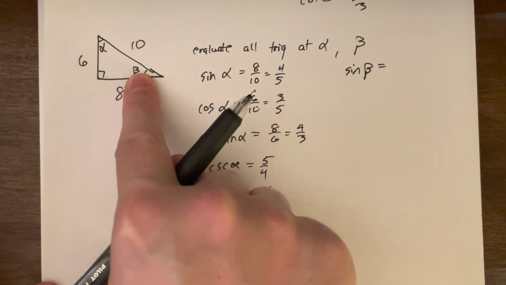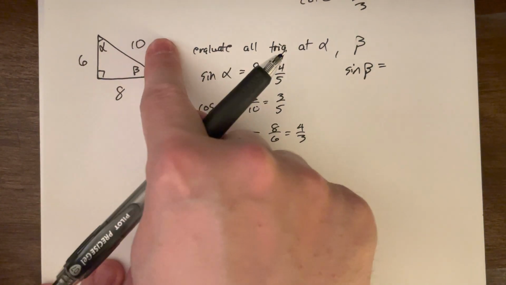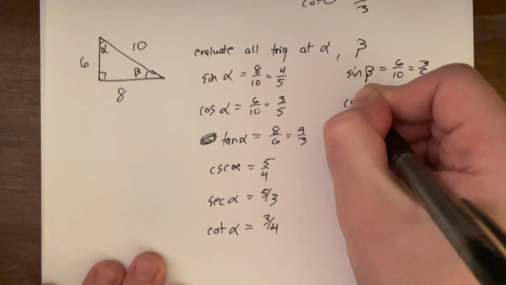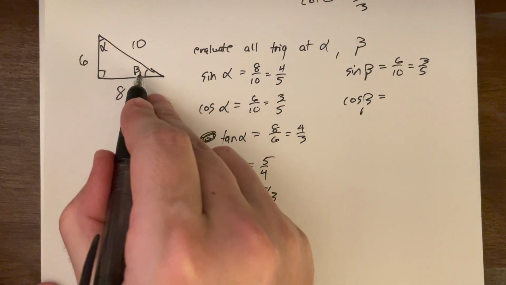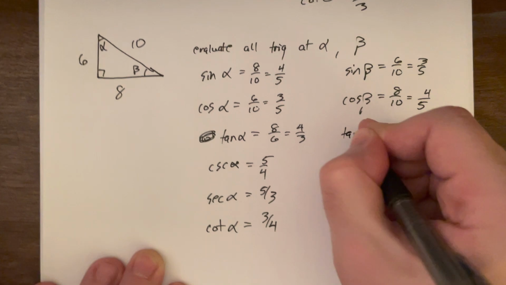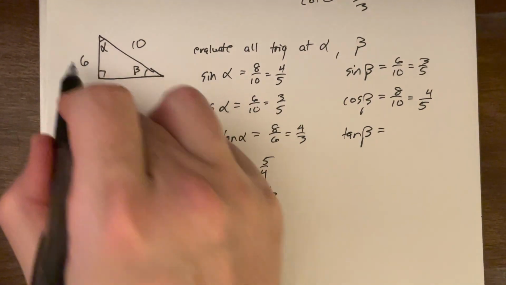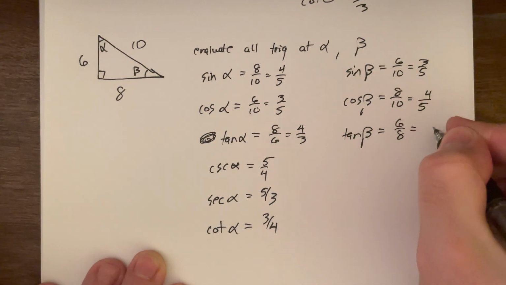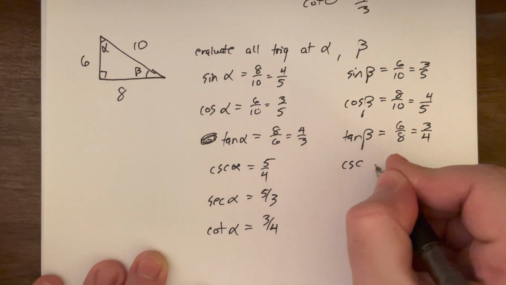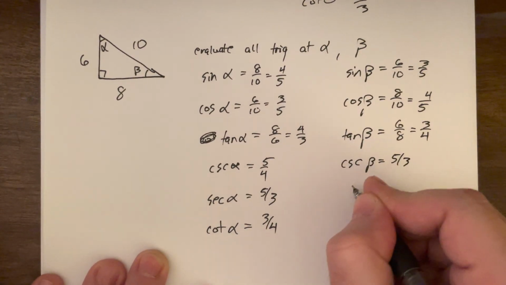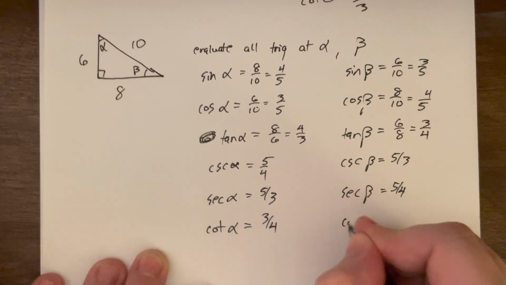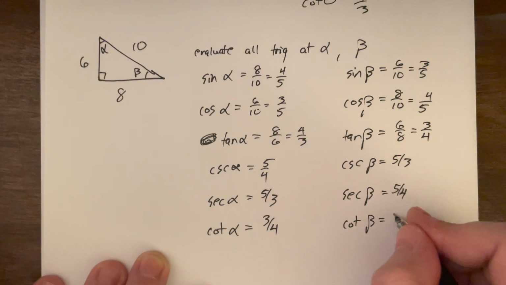Sine beta, now this is the main angle, so now that's opposite over hypotenuse. Hypotenuse doesn't change. 6 over 10, 3/5. Cosine beta, adjacent over hypotenuse, 8 over 10, which is 4/5. Tan beta, opposite over adjacent, 6 over 8, which is 3/4. And now the reciprocals, cosecant of beta will be 5 over 3. Secant of beta will be 5 over 4. And cotangent of beta will be 4 over 3.